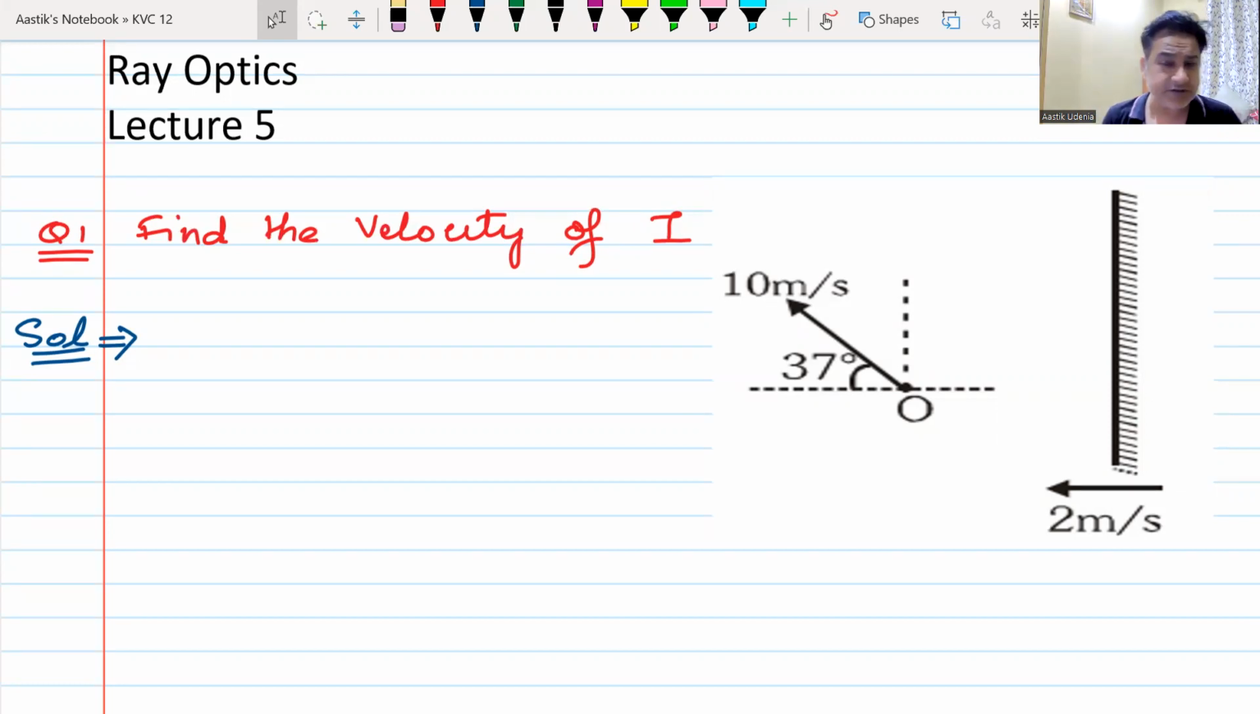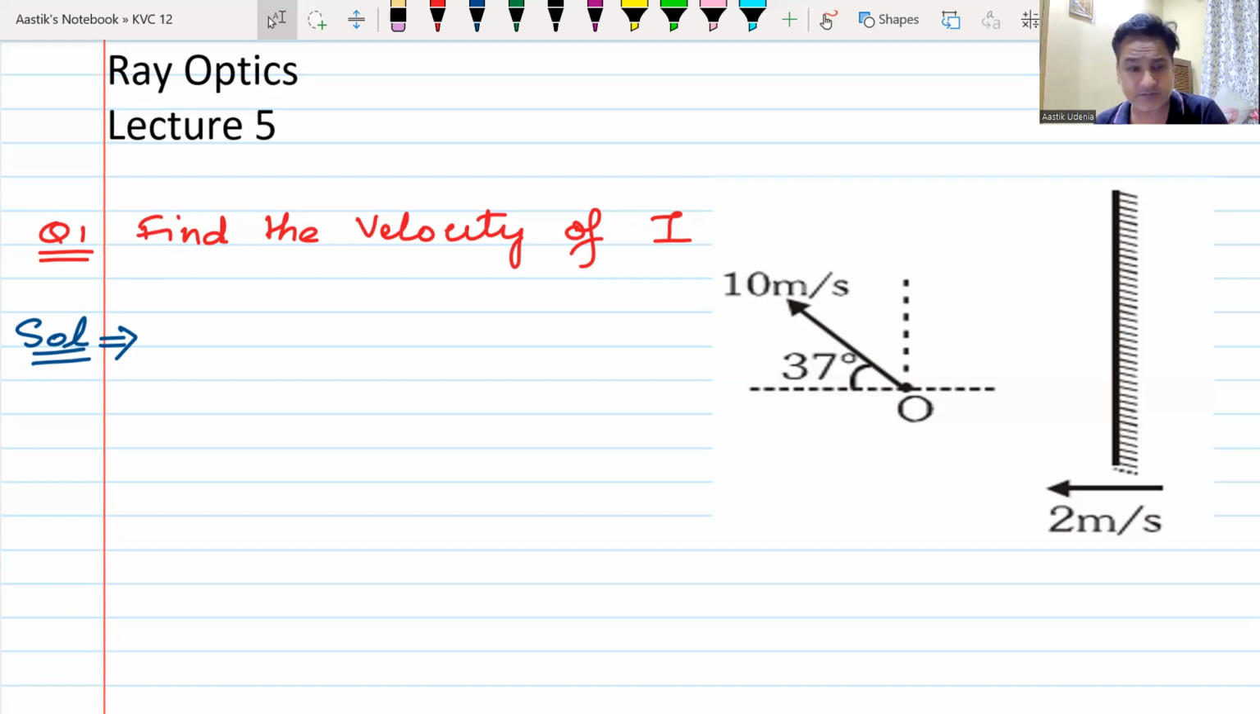The question is pretty obvious. I have a plane mirror which is moving with a velocity, as I can see, 2 meters per second towards the object, but the object is moving at an angle of 37 degrees with the x-axis. It's moving away from the mirror. You have to find out the velocity of the image with respect to the ground, not mirror, with respect to the ground. I hope you can give me the answer to this one. So I wait for your answers.